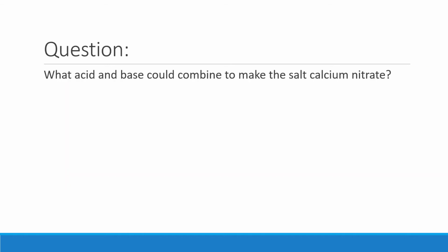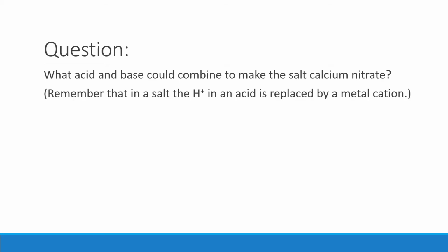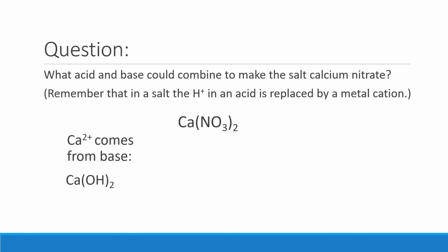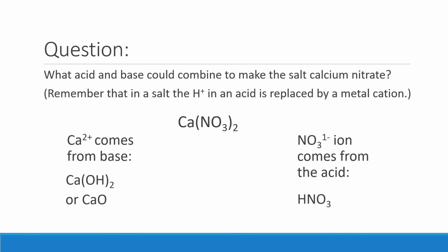Okay, question. What acid and base could combine to make the salt calcium nitrate? So remember, in a salt, the H plus is replaced by a metal cation, so there's calcium nitrate. The calcium ion has to come from the base, and we said bases can be either hydroxides or oxides, so it could be either calcium hydroxide or calcium oxide. And then the nitrate ion has to come from the acid, that's our anion, and so the acid there is HNO3, nitric acid.